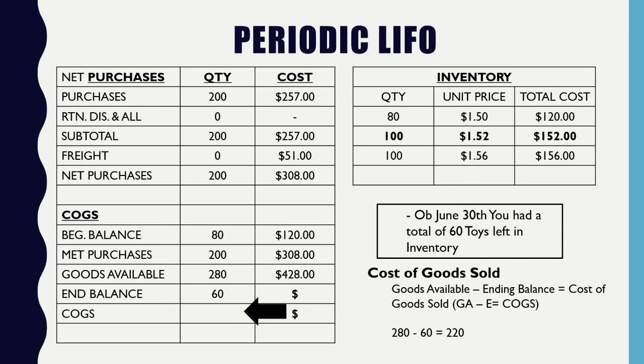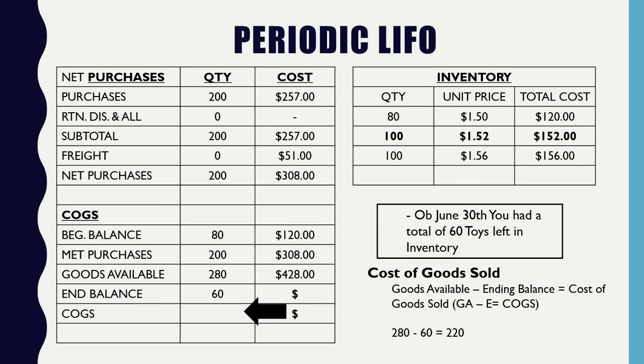So here we have a beginning balance, and it's going to be for 80 units at 120. We're going to add our goods available, which is our net purchases, which gives us our goods available, which is going to give us a total of 280 units, costing a total of $428.